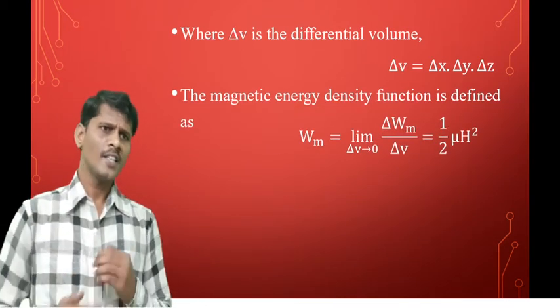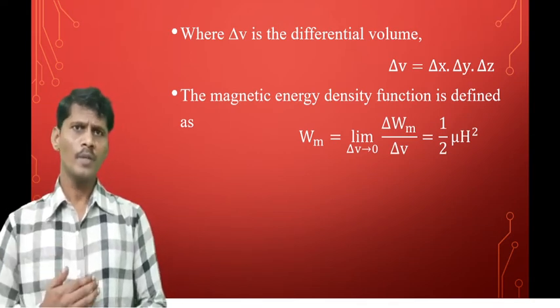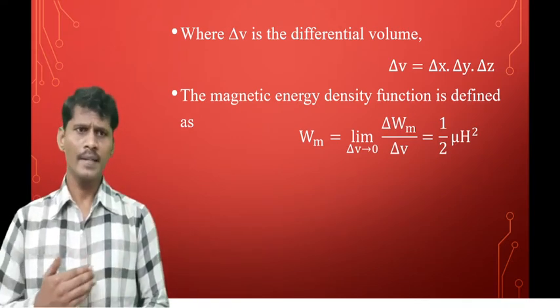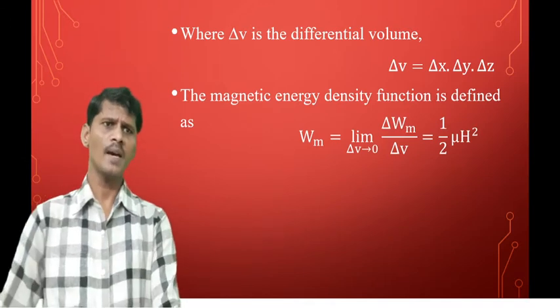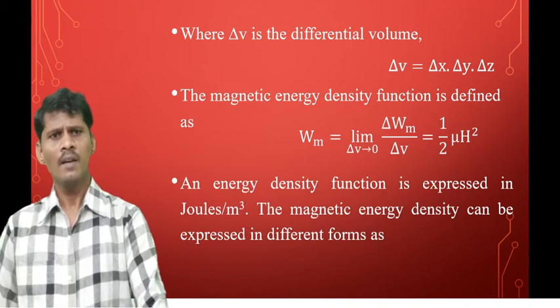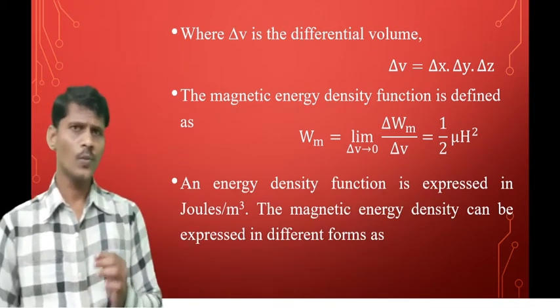The magnetic energy density function is defined as Wm equals the limit as delta V tends to 0 of delta Wm by delta V, that is, equal to half mu H square. So that is the magnetic energy density function definition. An energy density function is represented in joules per meter cube.